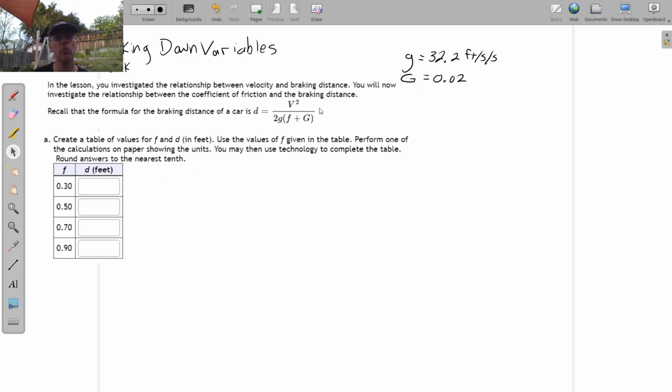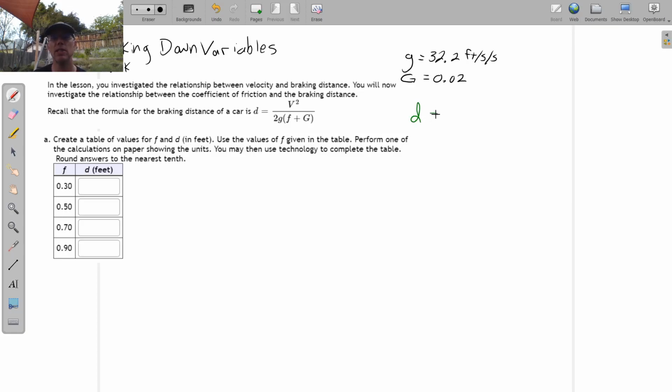And so we want to set up a formula where we can check different friction coefficients, different tires on icy roads or wet roads or dry roads or gravel roads and so on. So we just want to plug this in and see what happens. So we're going to get a new formula here. So let's plug some stuff in.